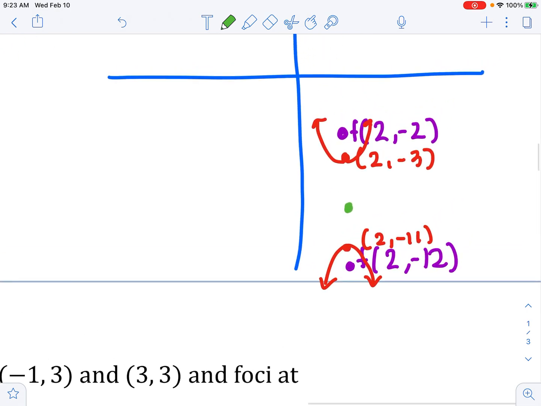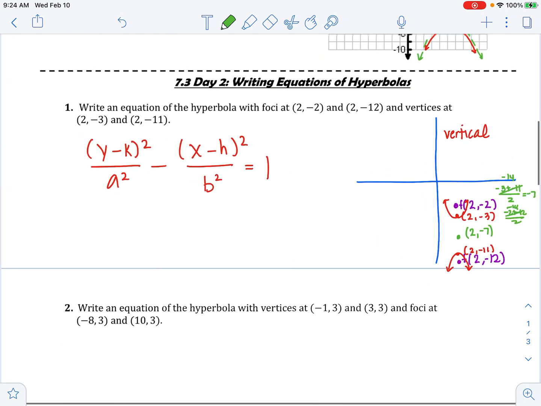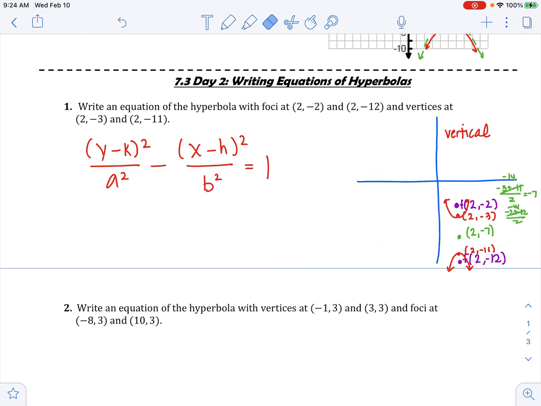Our center is directly in between our 2 vertices and directly in between our 2 foci. So I know it's definitely over 2. But then I know that it's in the middle of -3 and -11, or in the middle of -2 and -12. So in other words, the average. So I'm going to do negative 3 plus negative 11 and then divide it by 2. That's negative 14 divided by 2, which is negative 7. You could have also used negative 2 plus negative 12 divided by 2 because that's still negative 14, right? So my center is (2, -7). So I'm going to take h and put a 2 there, and take k and put a negative 7. So it becomes plus 7.